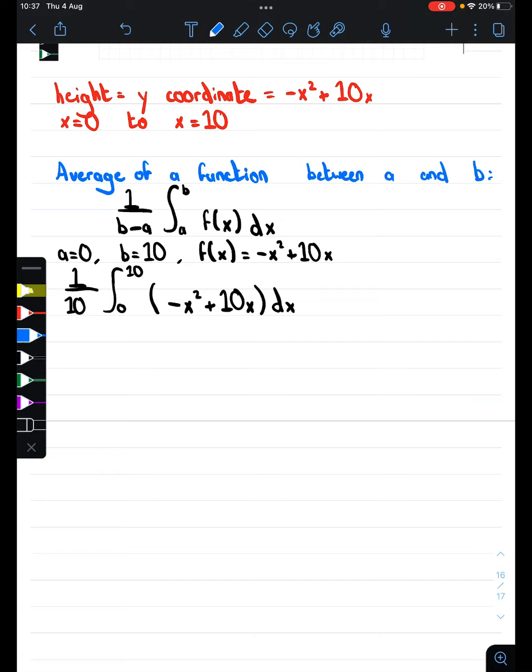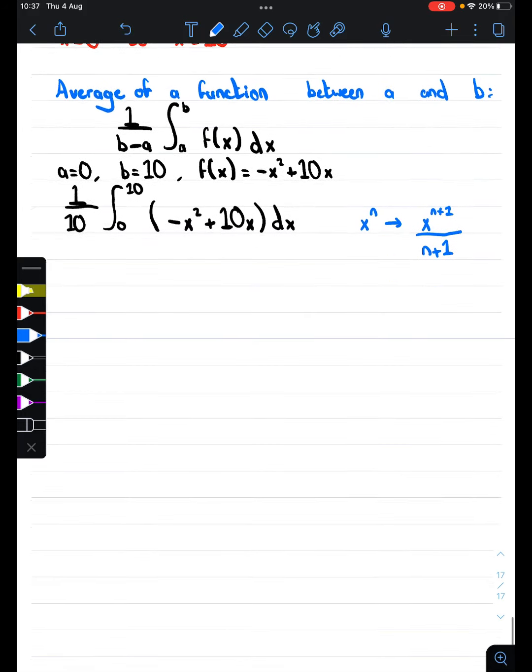We know from the formulas in the log tables for integrals that the integral of x to the n is like the opposite of the derivative. With the derivative, we would multiply by the power and then decrease the power by 1. And in the integral, it's the opposite. We divide by the power and we increase the power by 1. So this becomes x to the n plus 1, because we're increasing by 1, all over n plus 1.